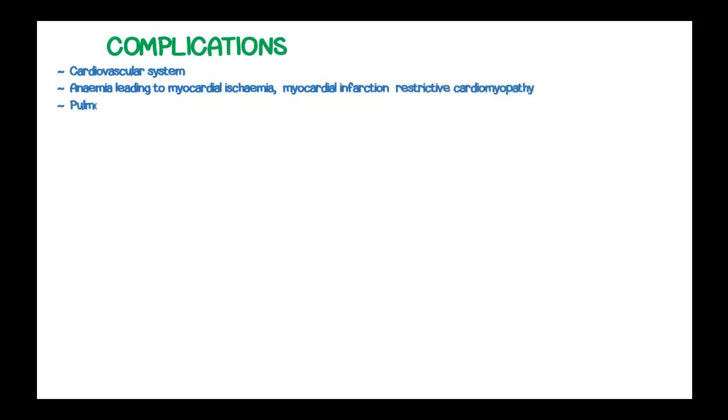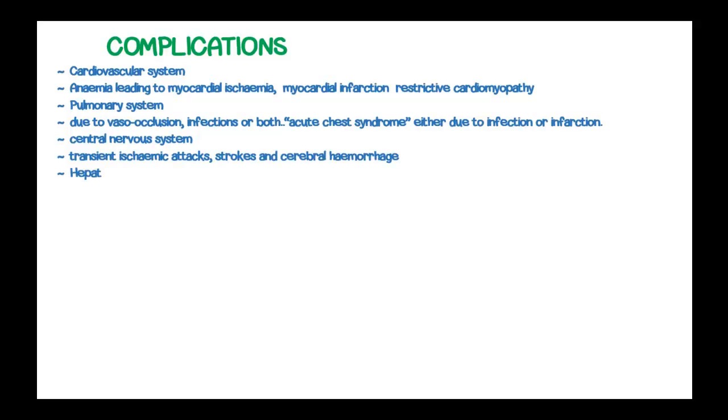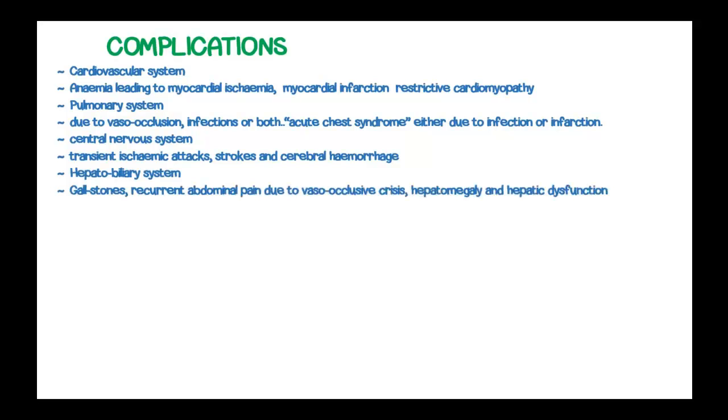The complications from sickle cell disease affect almost every system in the body. In cardiovascular system, you'll be having anemia that leads to myocardial ischemia and myocardial infarction. Pulmonary system, there will be, due to vaso-occlusion, infections, or both, sometimes development of acute chest syndrome, that is either due to infection or infarction. The central nervous system, there will be transient ischemic attacks, strokes, and cerebral hemorrhage. Gallstones, recurrent abdominal pain due to vaso-occlusive crisis, and hepatomegaly and hepatic dysfunction.